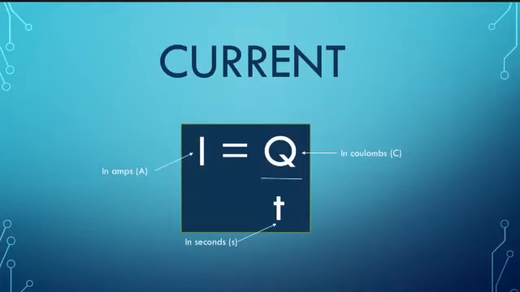So current is defined as the rate of flow of charge, and that definition can be represented as an equation, where I is short for current, Q is short for charge, and T is short for time. Remember, current is measured in amps, that's the standard unit with the symbol A. Charge is measured in a unit called the coulomb with the symbol C, and time is measured in seconds with the symbol S.